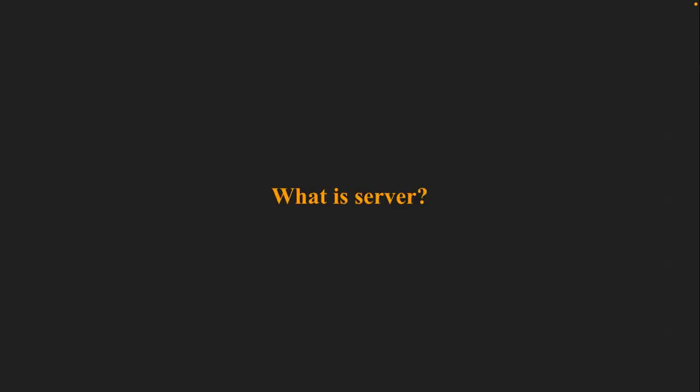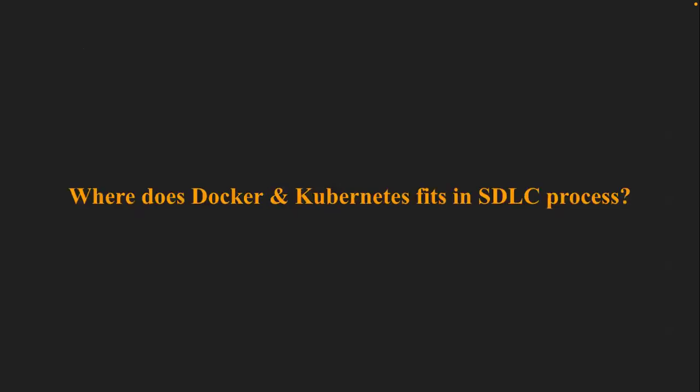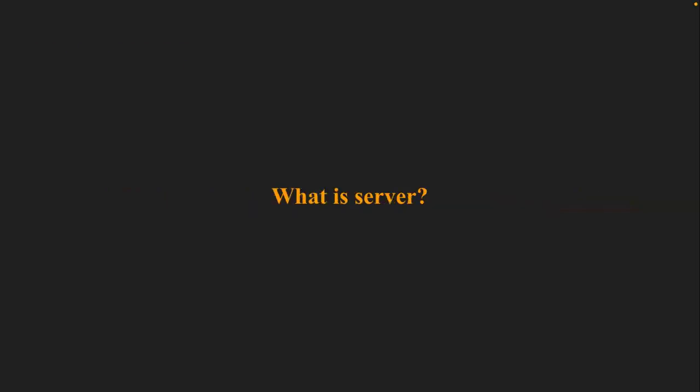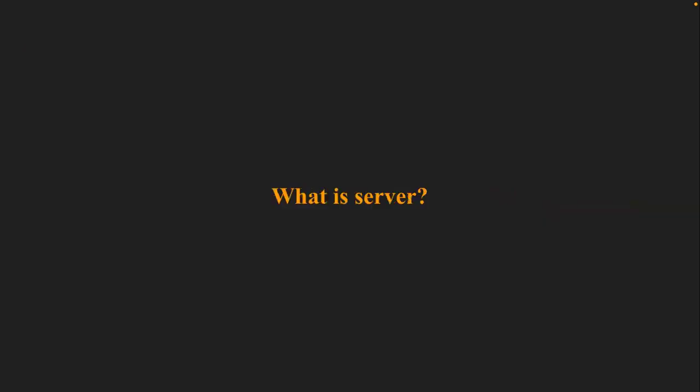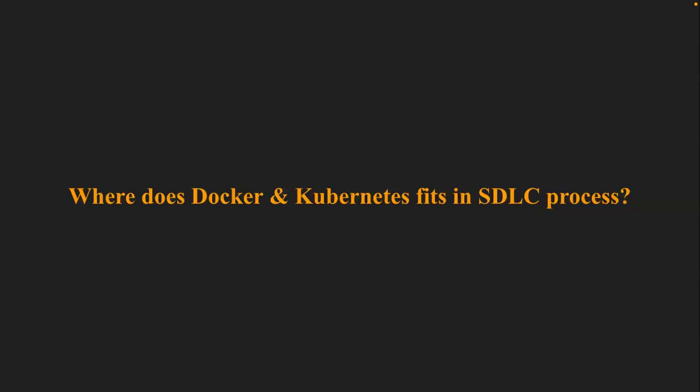What is a server? A server is nothing but a physical machine on which we will be placing our application so that it will be accessible to everyone in the world. Okay, that's a server. Now where do Docker and Kubernetes fit in the SDLC process? As I already mentioned, they fit in the deployment phase of the SDLC process, because the way we are going to deploy our application is using Docker and Kubernetes. Okay, that's the thing.